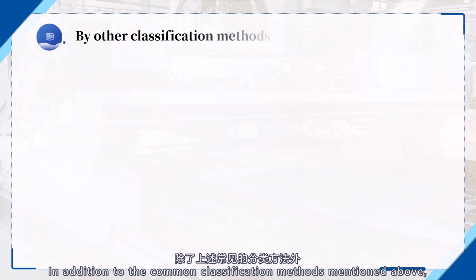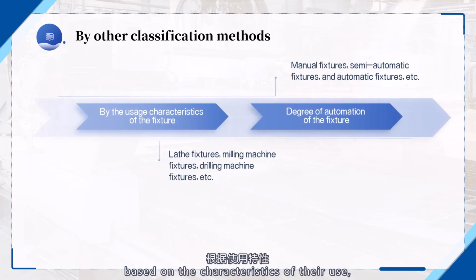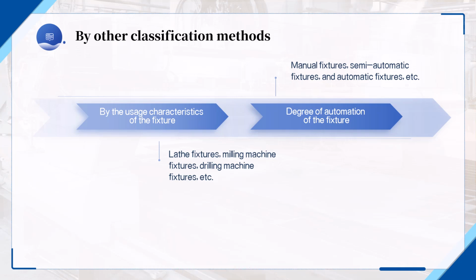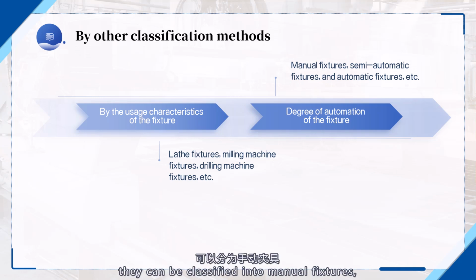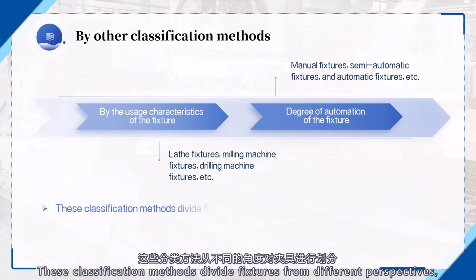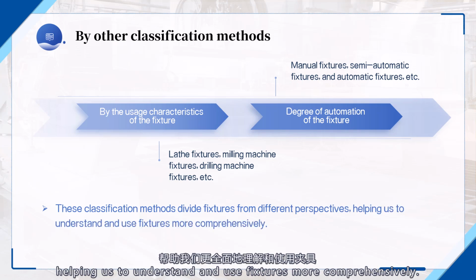In addition to the common classification methods mentioned above, fixtures can also be categorized in other ways. For example, based on the characteristics of their use, fixtures can be divided into lathe fixtures, milling machine fixtures, drilling machine fixtures, etc. Based on the level of automation, they can be classified into manual fixtures, semi-automatic fixtures, and automatic fixtures. These classification methods divide fixtures from different perspectives, helping us to understand and use fixtures more comprehensively.